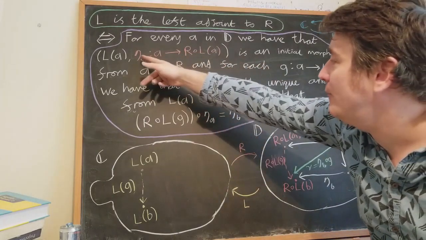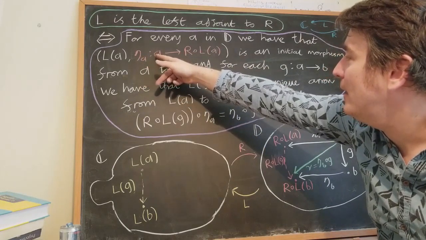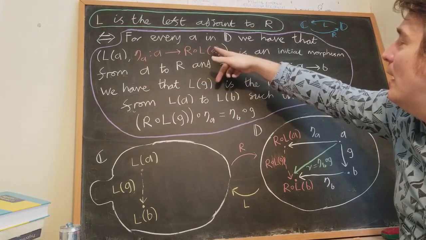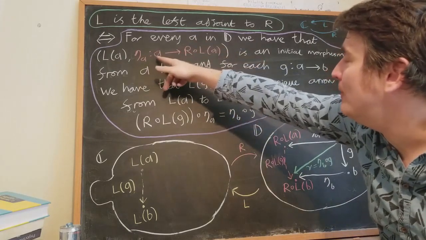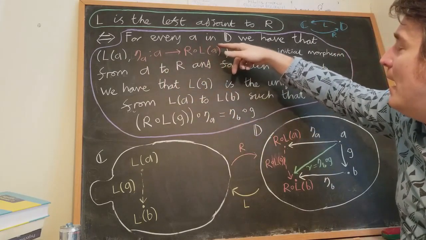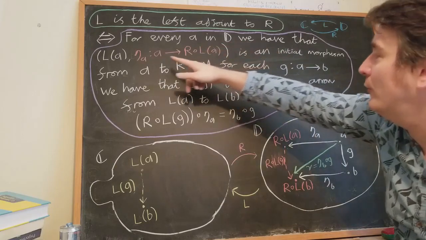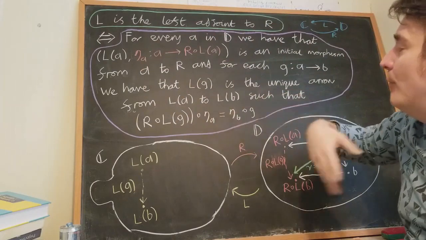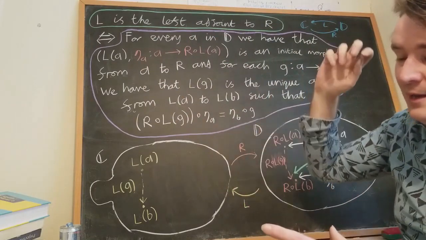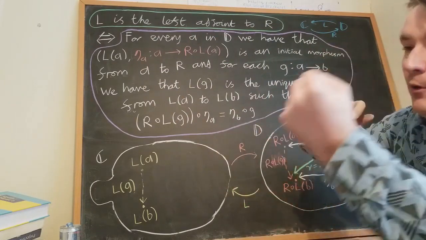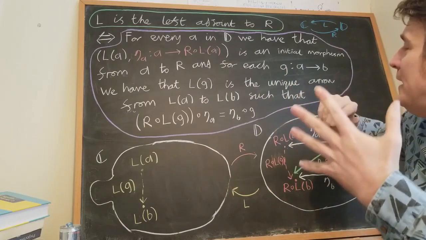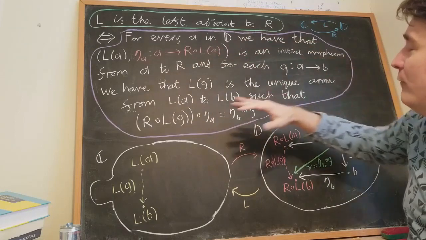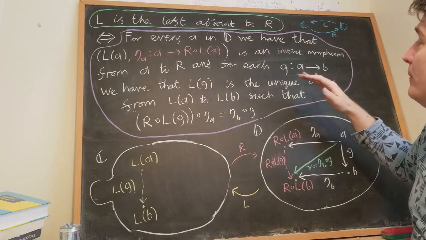We just say that for every A, we have this arrow from A to R after L of A, and we don't stipulate that this has to be a natural transformation in the definition. So we're saying less in that respect, but we say more in the respect that we actually talk about how this functor L is defined properly.